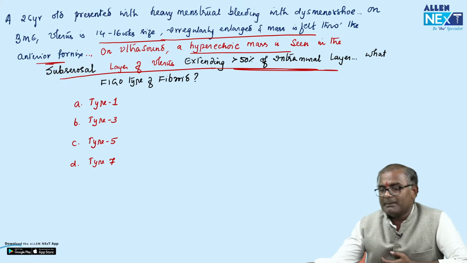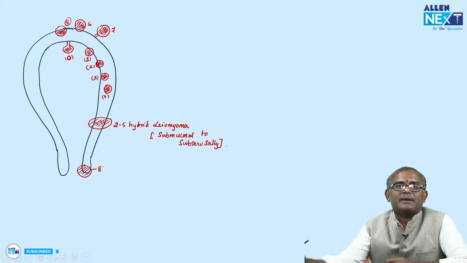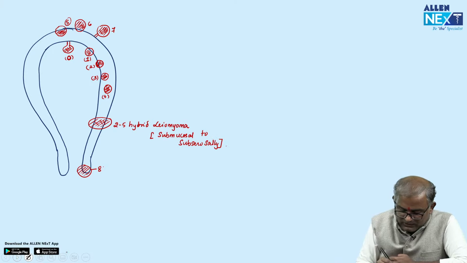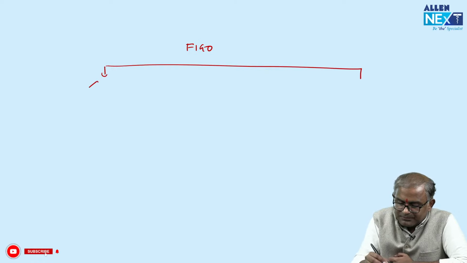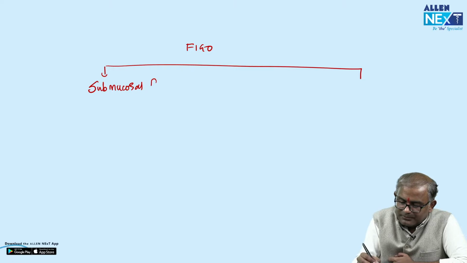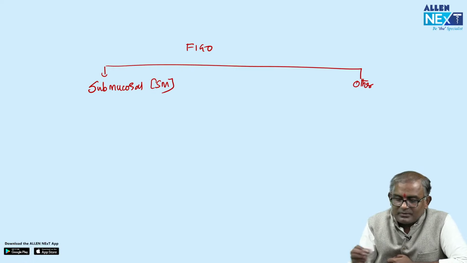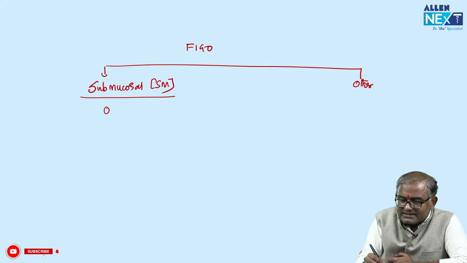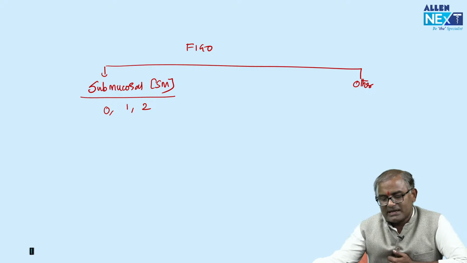Now doctor, before coming back to this question, we have to know the FIGO classification of the fibroid. Please make a note. As per FIGO, we have submucosal fibroid, that is SM, and others. For submucosal, we give a score of 0, 1, 2.